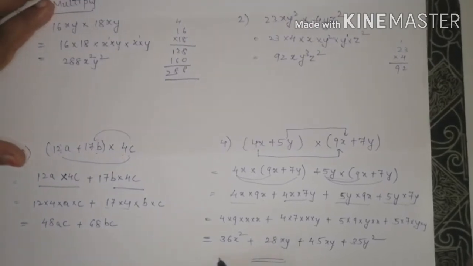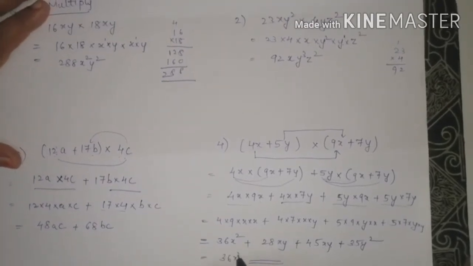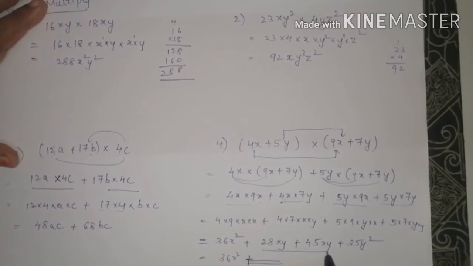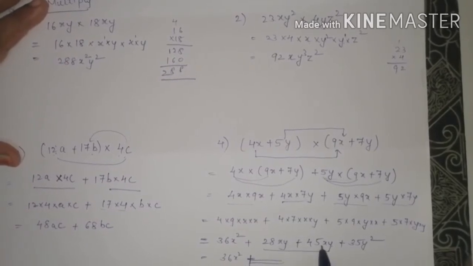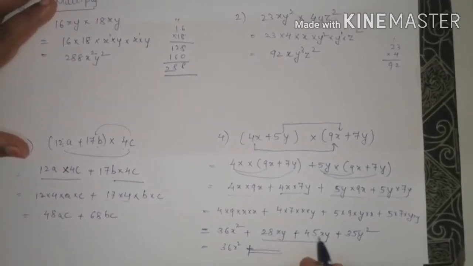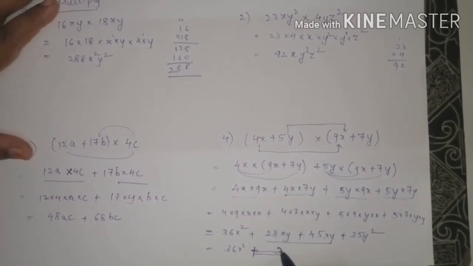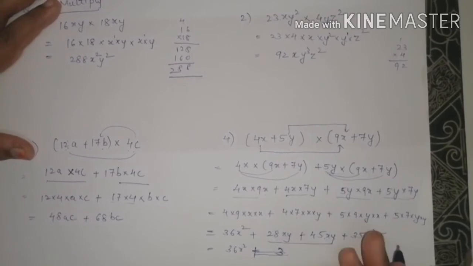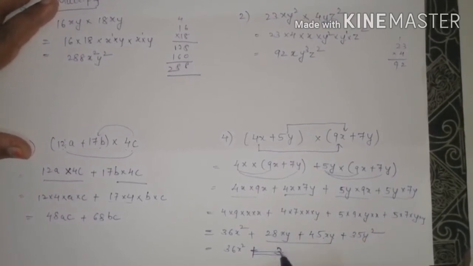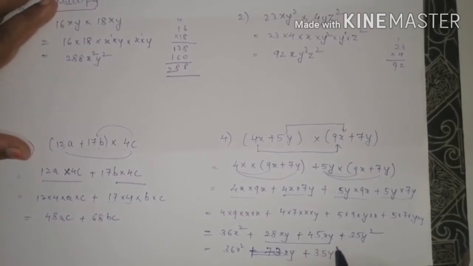Even you can do one more step. 36x square plus these two are like terms, so you can add them. 28 and 45, we add them. Xy they are like terms we are adding. So 8 plus 5 is 13. 13, 1 carry, 4 5 6, 73xy plus 35y square.